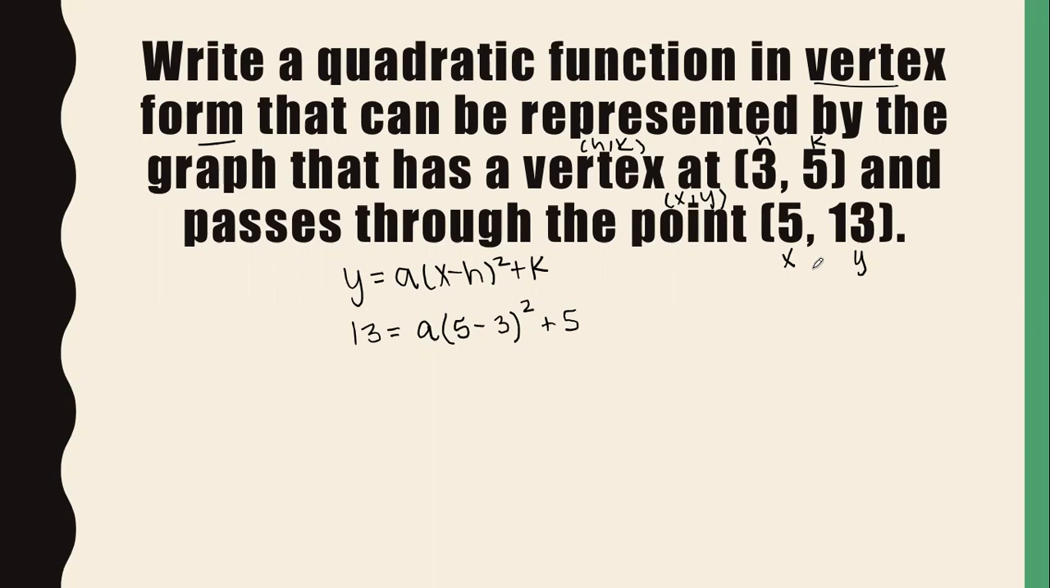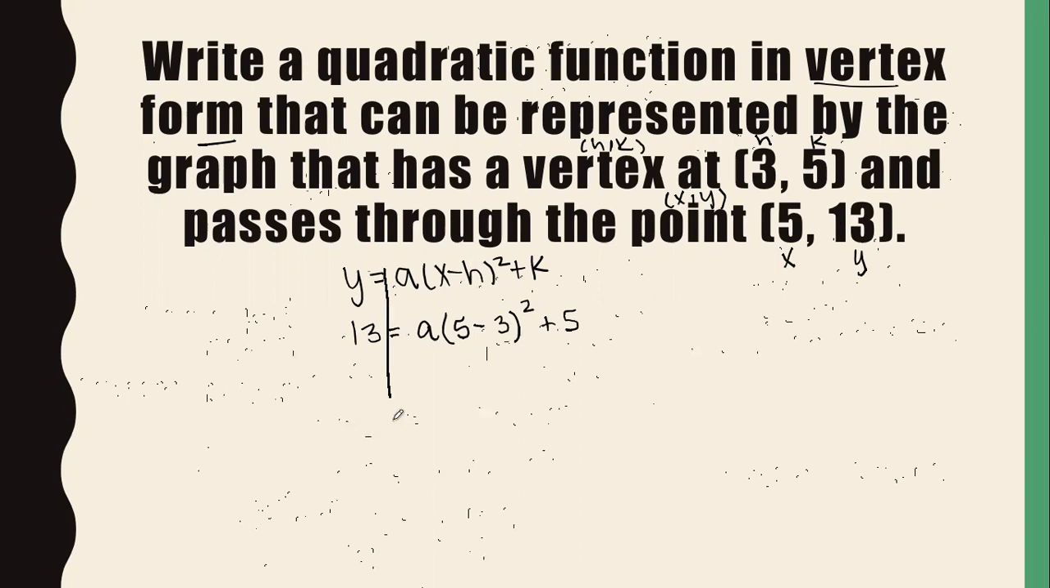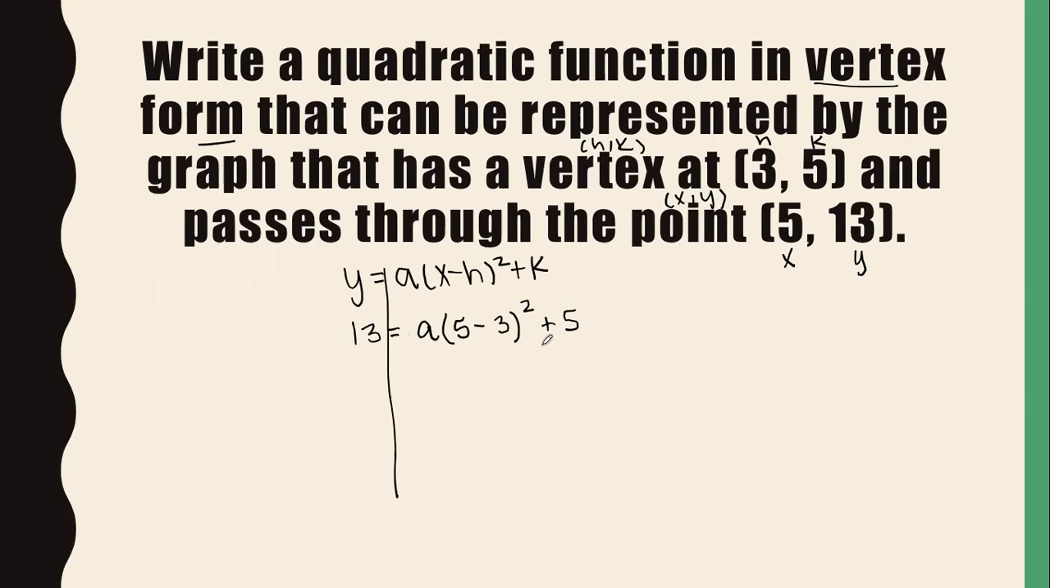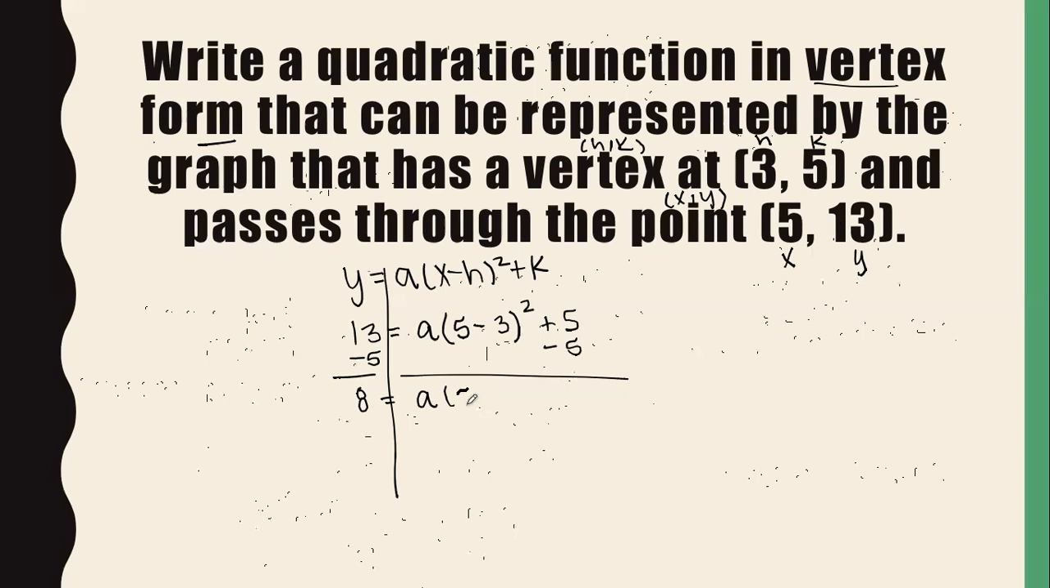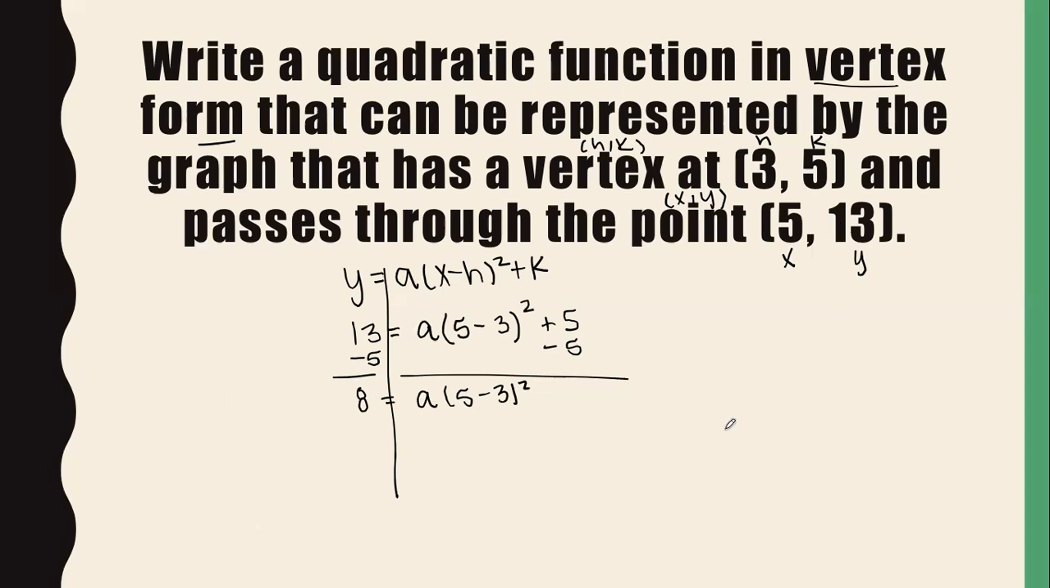Okay, so here, we're gonna put the line down the middle like Noah told us earlier. And we'll go ahead and get rid of this plus 5. How do I get rid of this plus 5? Subtract 5. So 13 minus 5 gives 8 equals a(5 minus 3) squared. Pause. The reason I got rid of the 5 is because I'm solving for a. So I'm trying to get rid of everything on this side other than a.